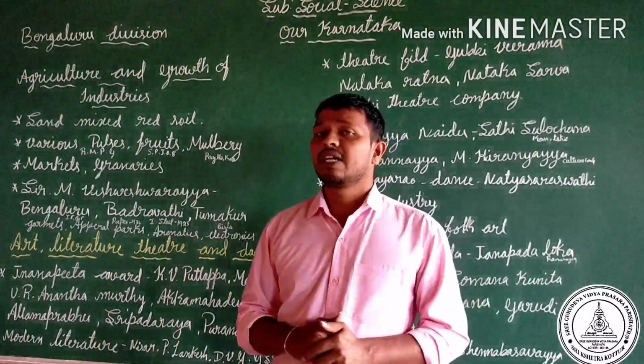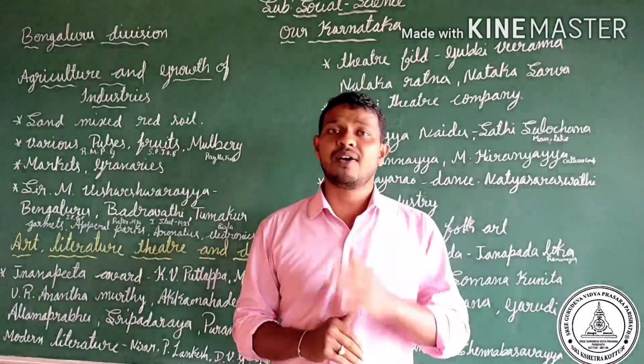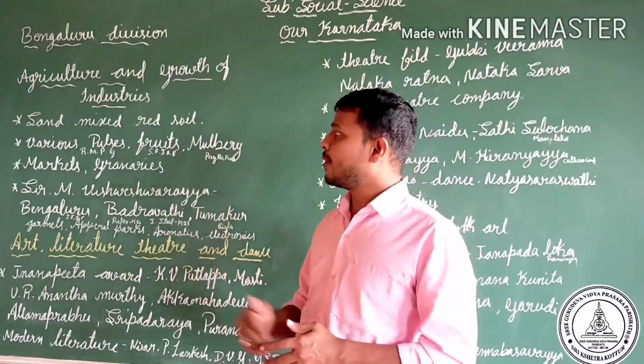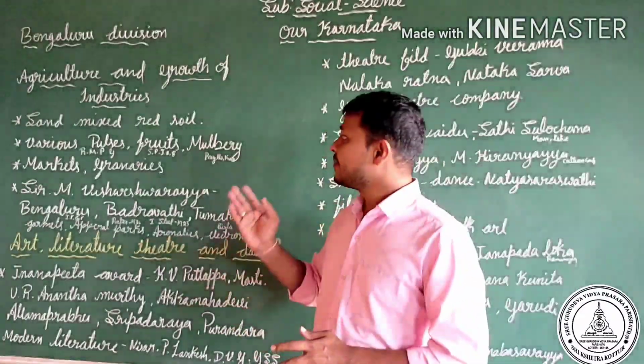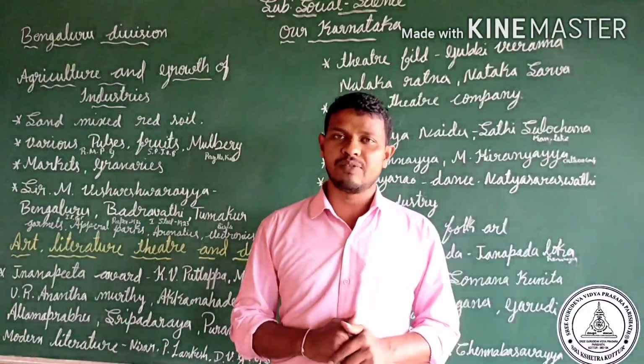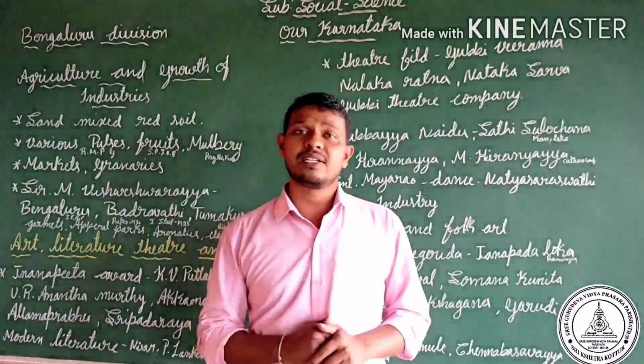And the fruits. We find many fruits in the Bengaluru division. What are they? Sapota, papaya and orange. These are the fruits we can find in the Bengaluru division. Like that, mulberry leaves also we can find.